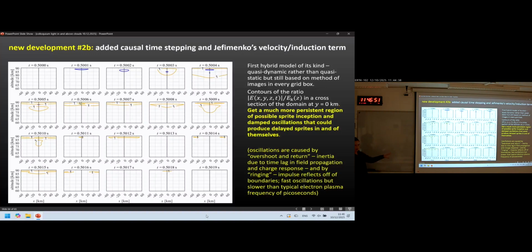So this is the first time that's been shown, and this can also help explain why you might get a delay. You might get a sprite right here, all these time steps after the lightning started, just due to this. I haven't added any other effects. It's a damped oscillation that comes just from the causality and the fact that I've added the velocity term to the equation for the field.